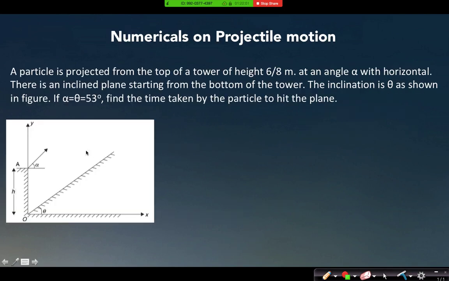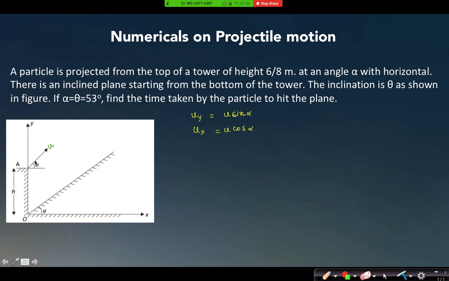So let us try to understand what is given in this question. Its initial velocity is not given. Let us assume it to be u, right? What is the vertical component of the velocity? It's uy. The vertical component of velocity is uy, that is equal to u sine alpha, and ux is equal to u cos alpha, right?